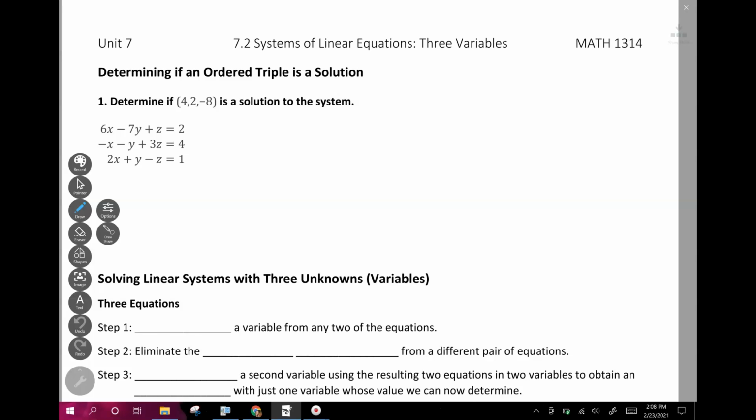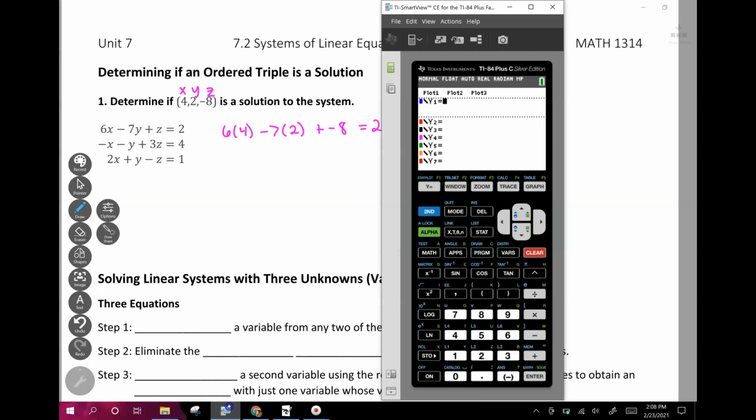To determine if that is a solution to the system, you're going to plug in those values for x, y, and z and see if it works for all three equations. It's only a solution if it is true for all three equations. So we'll start with the first one. 6 times x, so we'll plug in 4 for x, 2 for y, and -8 for z. And that has to come out to 2 in order for it to be a solution.